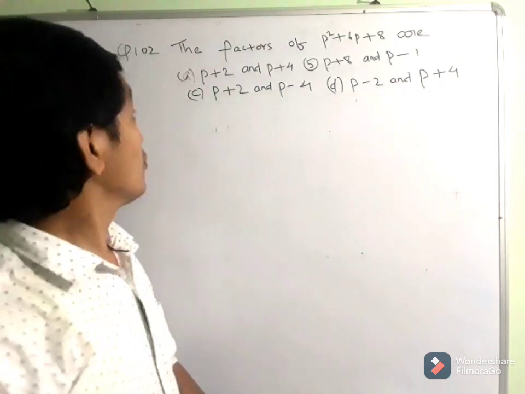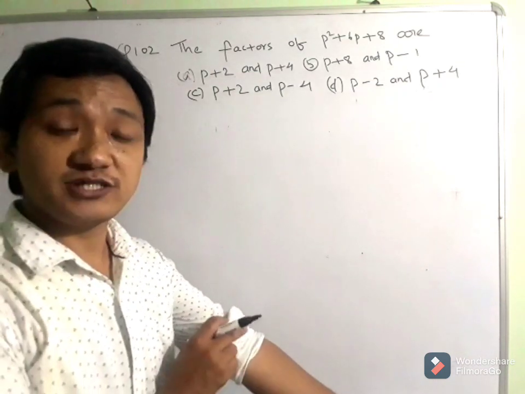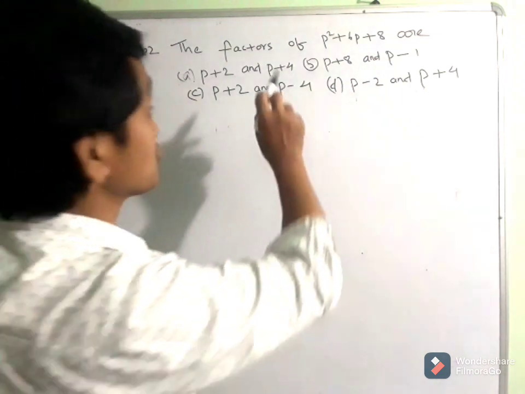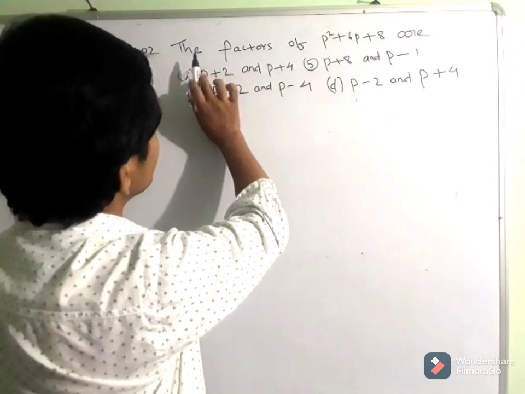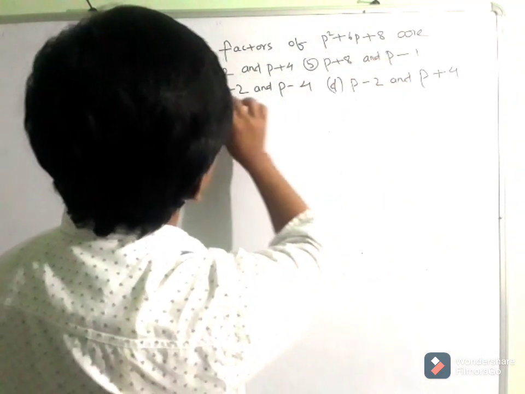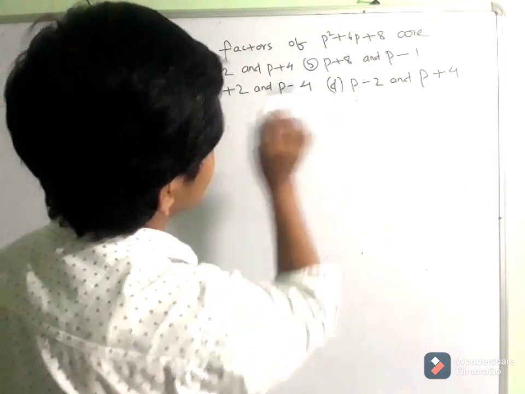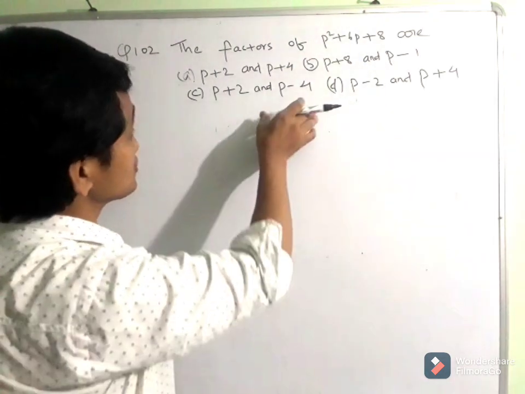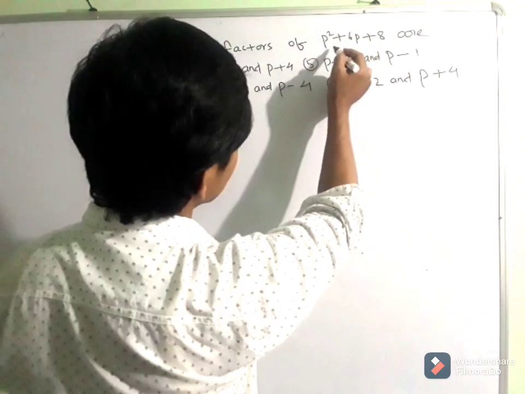Question number 101 I have already solved in my earlier video. Now I am going to solve question number 102. The question says the factors of p square plus 6p plus 8 are these. The options are 4, and we have to choose the correct one. In order to choose the correct one, first we have to solve this.